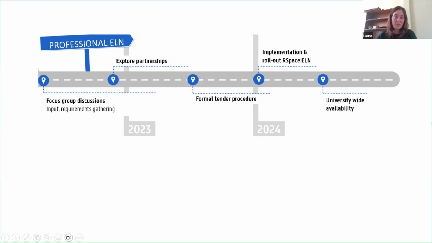So we started a formal tendering procedure based on the requirements that we gathered, which allowed us to select in the end RSpace, who won the tender. We started implementation early 2024. And then since October 2024, we rolled it out university-wide. So opening up beyond the first initial testers and early adopters that we had on the system.